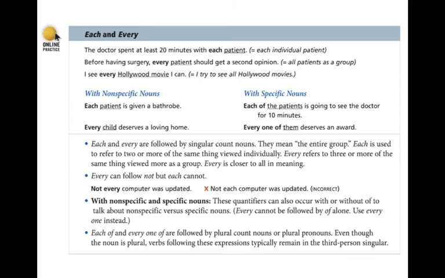Now, each and every are followed by singular count nouns. They mean the entire group. Each is used to refer to two or more of the same thing viewed individually. Every refers to three or more of the same thing viewed more as a group. Every is closer to all in meaning.